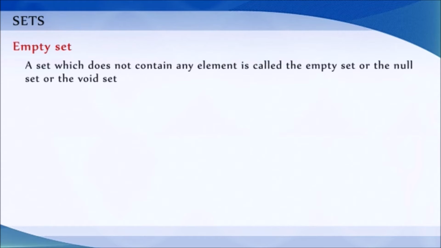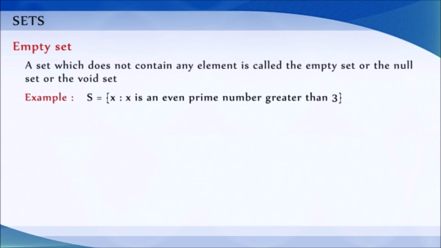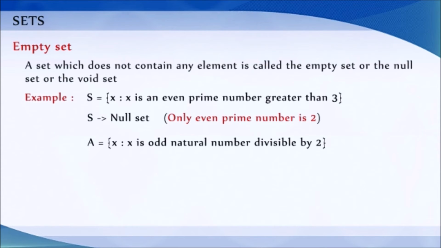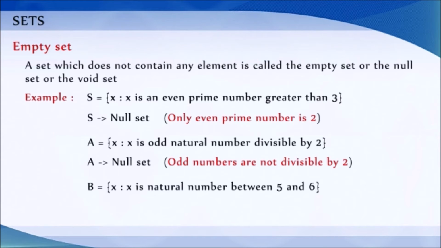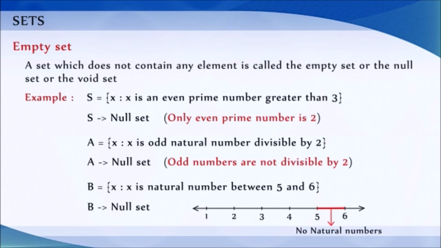A set which does not contain any element is called the empty set or the null set. For example, the set of even prime numbers greater than 3 is a null set. Similarly, the set of odd natural numbers divisible by 2 is a null set, and the set of all natural numbers which lie between 5 and 6 is a null set.